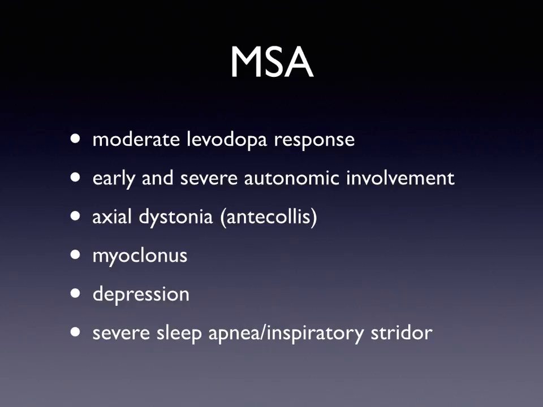Patients with idiopathic or regular Parkinson's disease also get autonomic problems as well, but it usually tends to be later in the disease. These patients also get myoclonus and more often have problems with sleep, especially sleep apnea, respiratory stridor, and more problems with depression than a typical Parkinson's patient. They do respond a little bit to levodopa, but not nearly as robust as idiopathic Parkinson's disease.